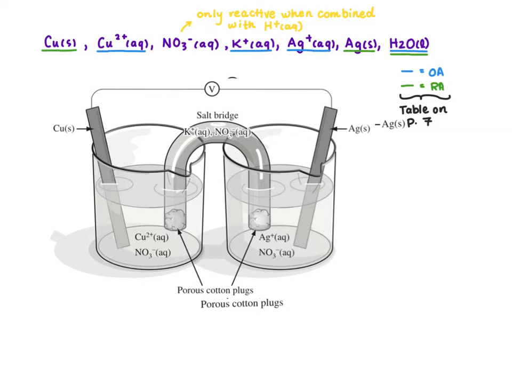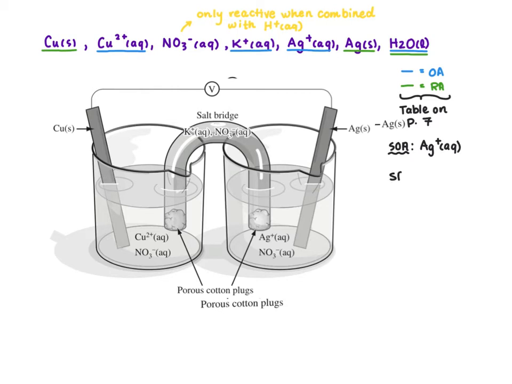So we are going to identify our strongest oxidizing agent from the list that we have. So we're going to compare the strengths of copper 2+, potassium+, silver+, and water. And we're going to just look for the species on our table that is closest to the top left corner. So our strongest oxidizing agent is silver plus ions.